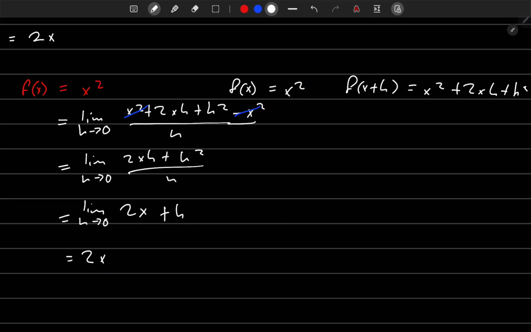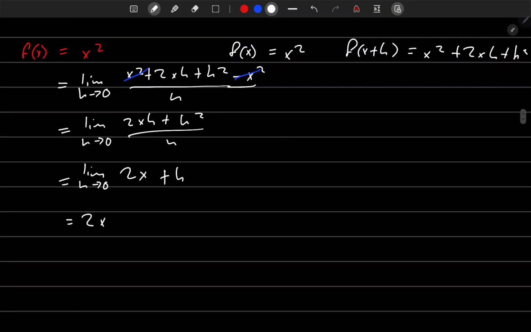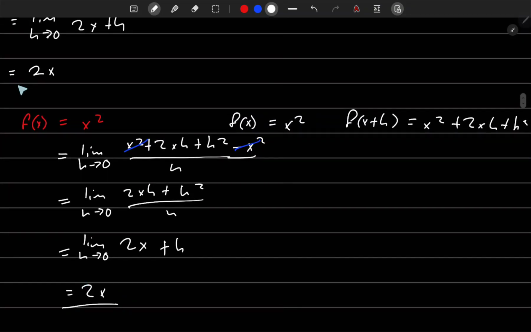What I want you to realize is that this solution is equal to the previous solution, even though the graphs are different.